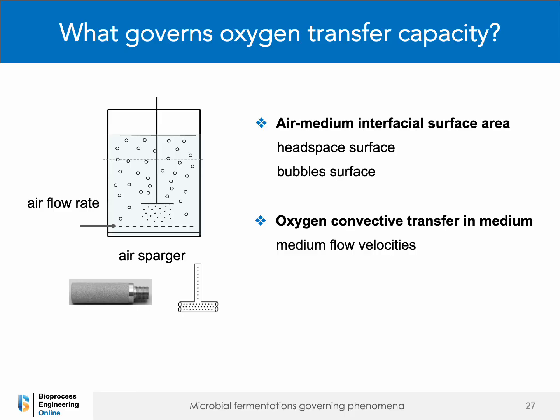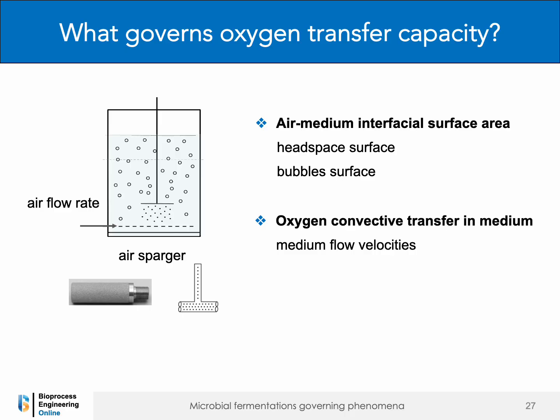The oxygen transfer capacity of a fermenter is primarily determined by the gas-liquid interfacial area available within the system. This includes the surface of the culture medium exposed to the headspace and the surface area of dispersed air bubbles, which generally provides the dominant contribution.